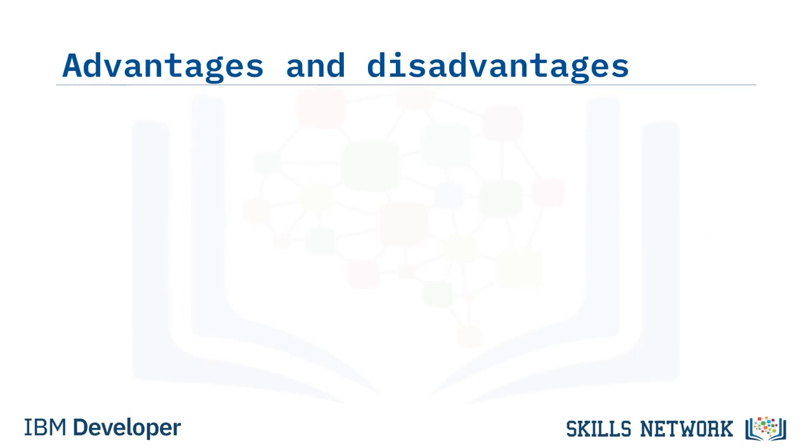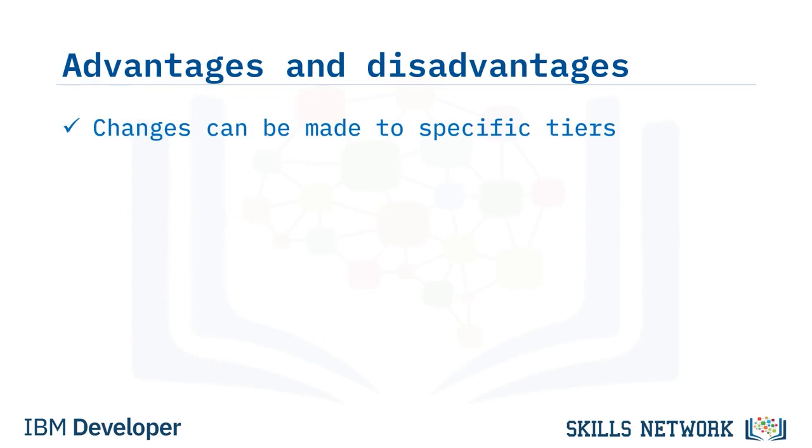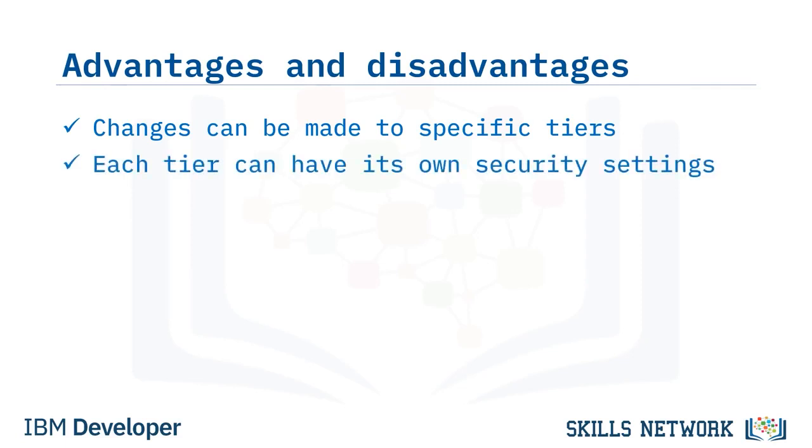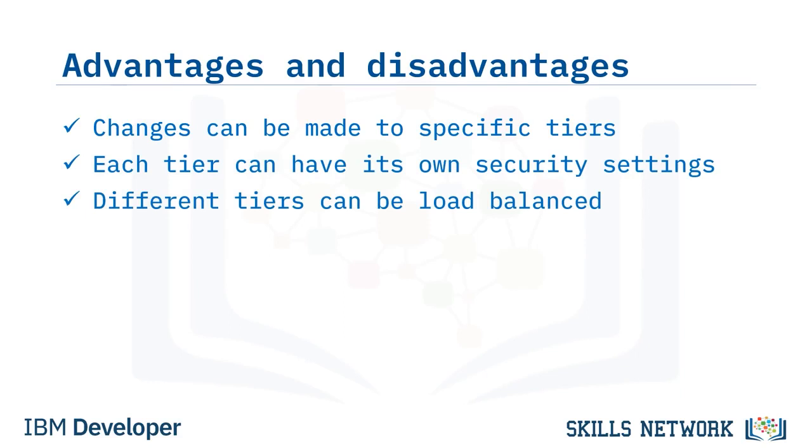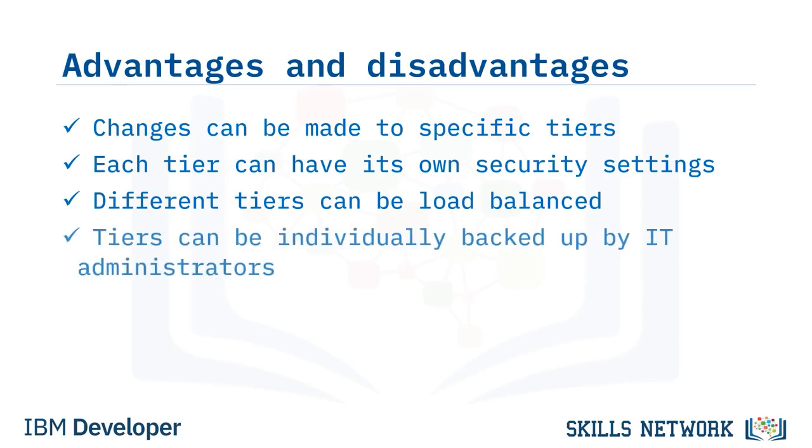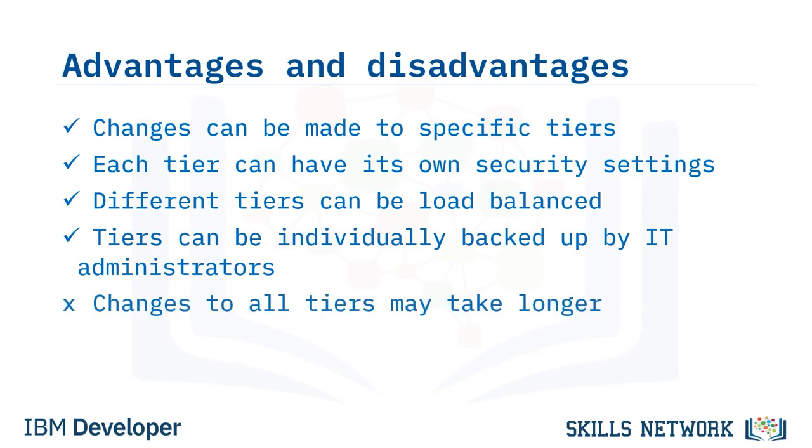There are some advantages and disadvantages of N-tier applications. Some of those are: code changes and updates can be made to specific tiers, which takes less time than changing all tiers. Each tier can have its own security settings. Different tiers can be load balanced, distributing application activity in the least busy server in a group of servers where the application is hosted. Tiers can be individually backed up by IT administrators. And changes, updates, and backups may take longer because there are more tiers.